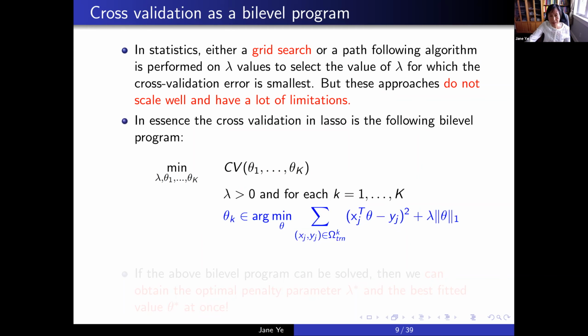But in essence, the cross validation in lasso is the following bilevel program. Here lambda is the upper level variable. For fixed lambda, for each k, you solve this lower level problem. Then you want to find lambda star and the corresponding theta star so that this cross validation error is minimized. So this is exactly the bilevel problem.